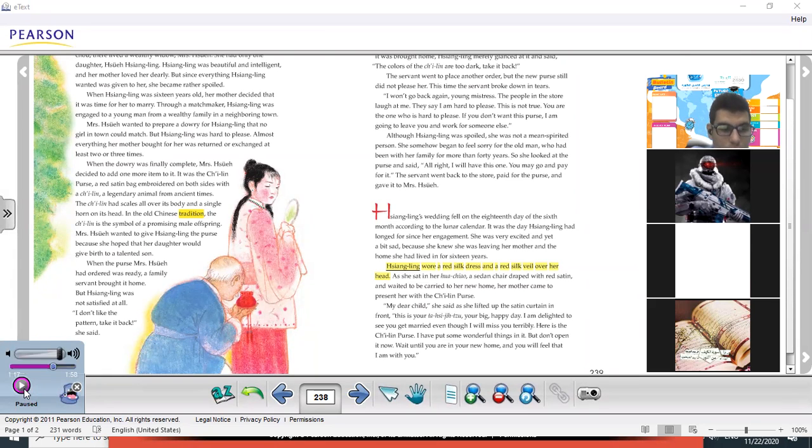Let's complete it. Sang-Ling wore a red silk dress and a red silk veil over her head. As she sat in her hao chow, a sedan chair draped with red satin, and waited to be carried to her new home, her mother came to present her with the Chi-Lin purse. "My dear child," she said as she lifted up the satin curtain in front, "this is your Ta-Si Jitsu, your big, happy day. I am delighted to see you get married, even though I will miss you terribly. Here is the Chi-Lin purse. I have put some wonderful things in it, but don't open it now. Wait until you are in your new home, and you will feel that I am with you."